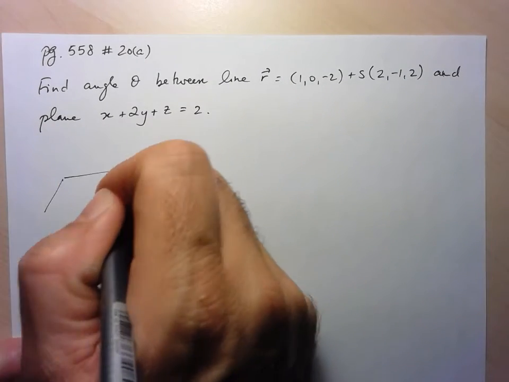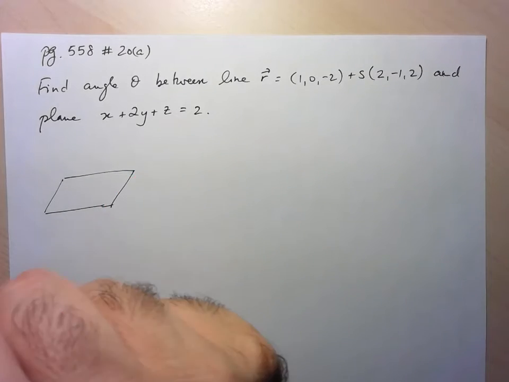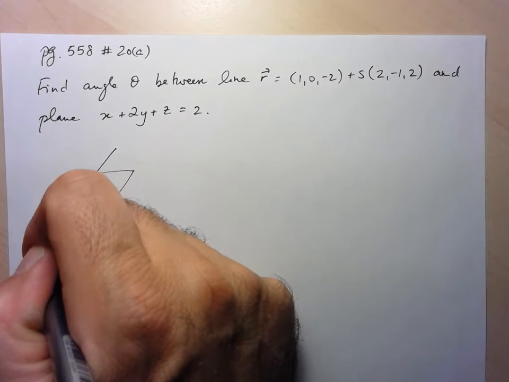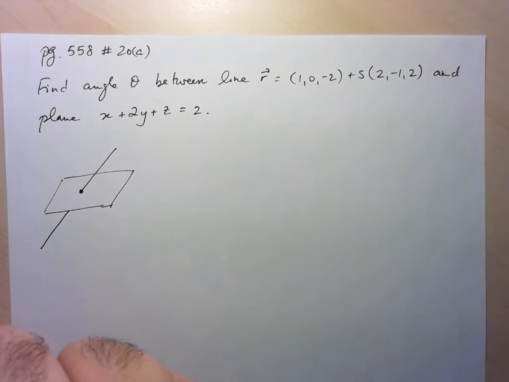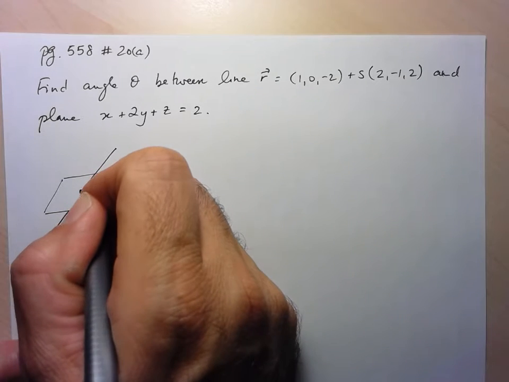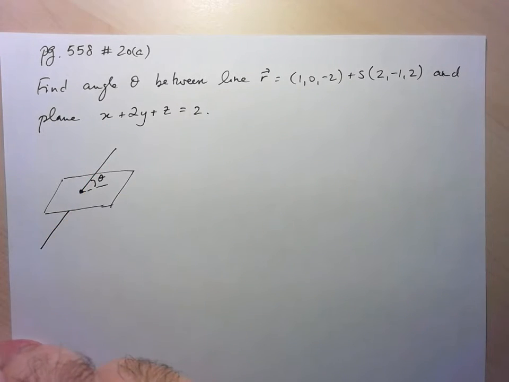Let this represent the plane, and you've got some line that intersects the plane at this point, and we want to find the angle between them. So what we're looking for is this angle, which we call theta.